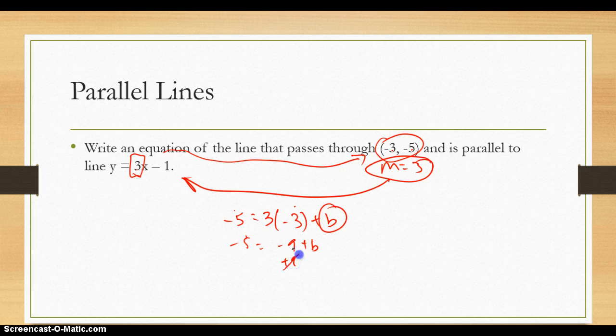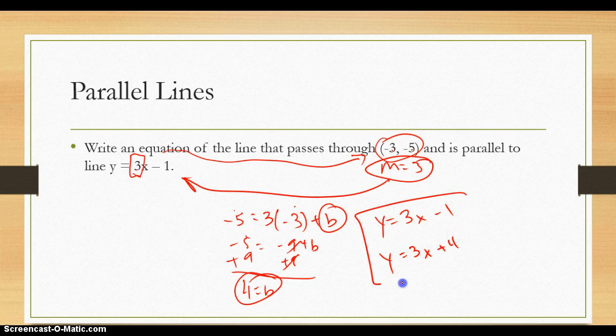Add 9 over, we know that b equals 4. So now I have to rewrite this equation. So I know that y equals 3x plus 4. I know that this line right here is parallel to this line. They have the same slope, and then I found its b and they're different. So I know those two lines are parallel.